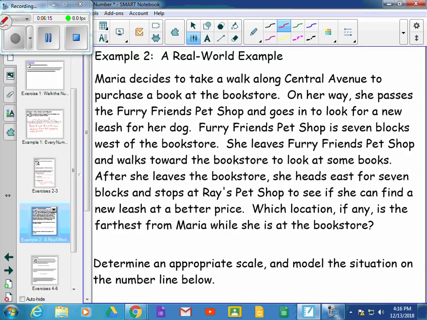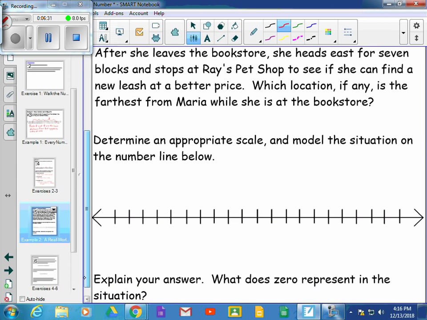After she leaves the bookstore, she heads east for 7 blocks and stops at Ray's pet shop to see if she can find a new leash at a better price. Which location, if any, is the farthest from Maria while she is at the bookstore? Determine an appropriate scale and model the situation on the number line below.